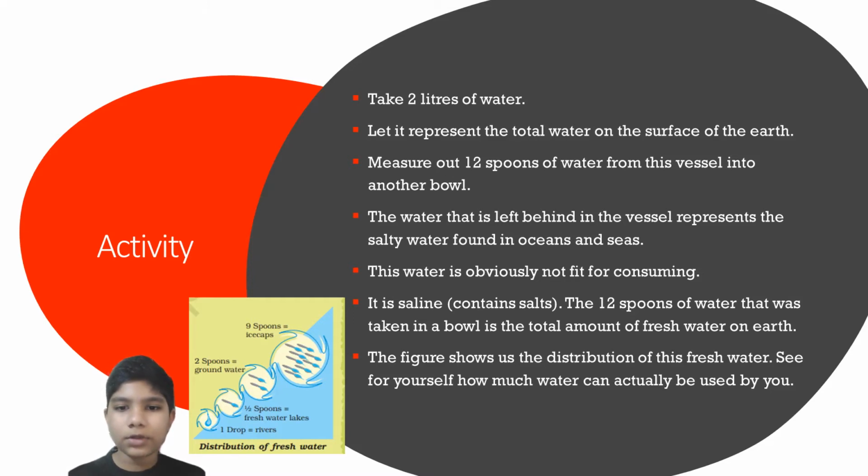The figure shows us the distribution of the fresh water. See for yourself how much water can actually be used by you. 9 spoons equal ice caps, 2 spoons equal groundwater, half spoon equals freshwater lakes, and 1 drop equals rivers.